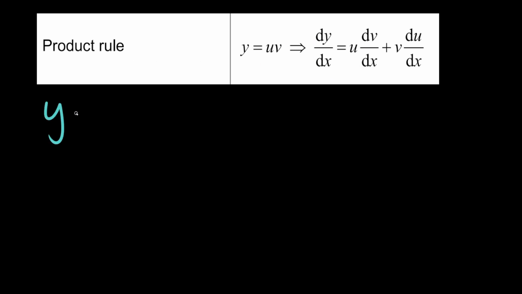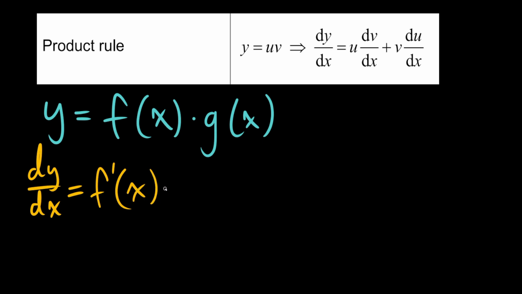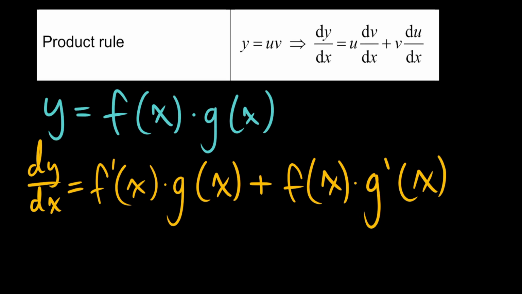So let's say you have a function which is the multiplication of two functions, f of x and g of x. Your differentiated function will always be the derivative of the first function times just the second function, plus the first function times the derivative of the second function. So it's kind of neat.